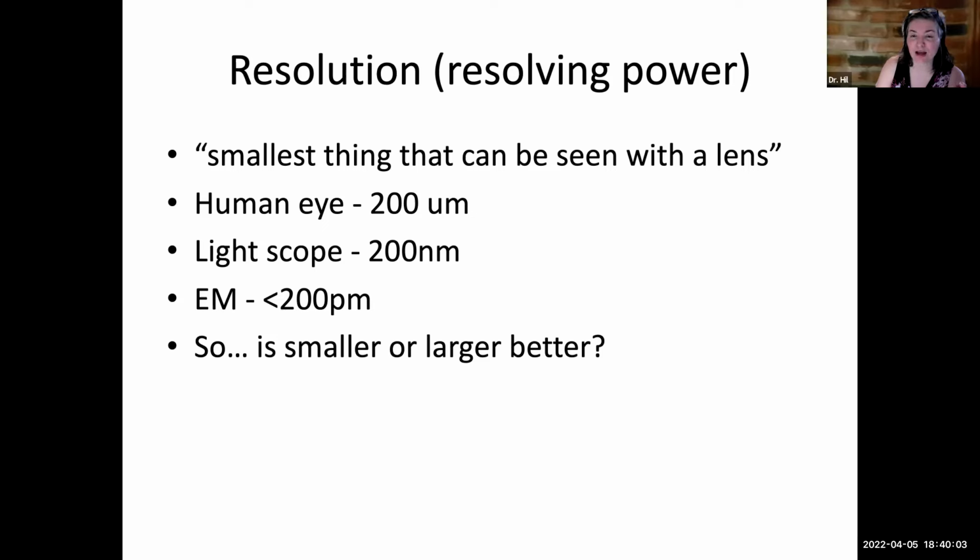Things that are smaller than that, we won't see as anything, and things that are around the size might be just a little speck. The light microscope is 1,000 times better. It sees things that are as small as 200 nanometers, 0.2 micrometers. But that's still limiting us, right?